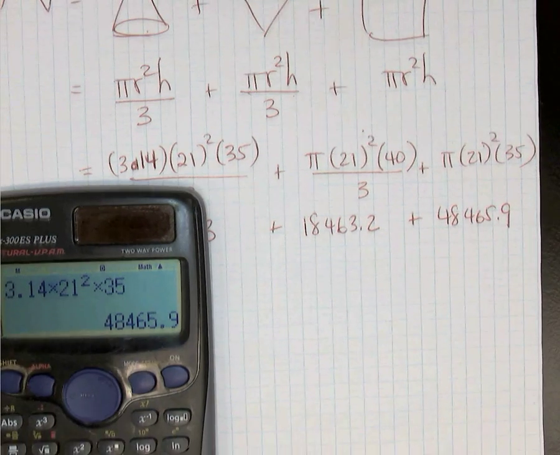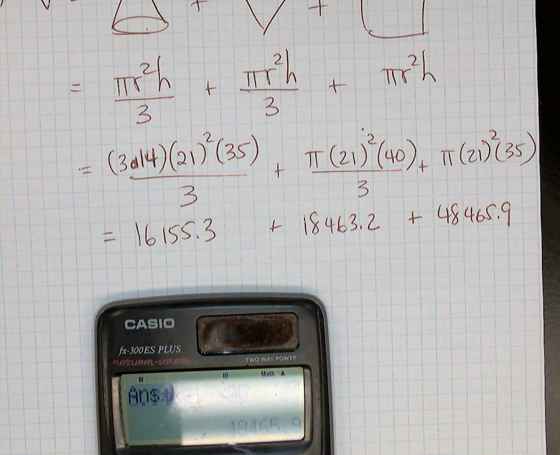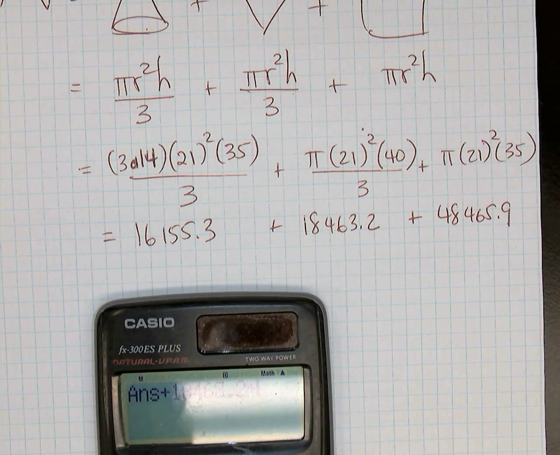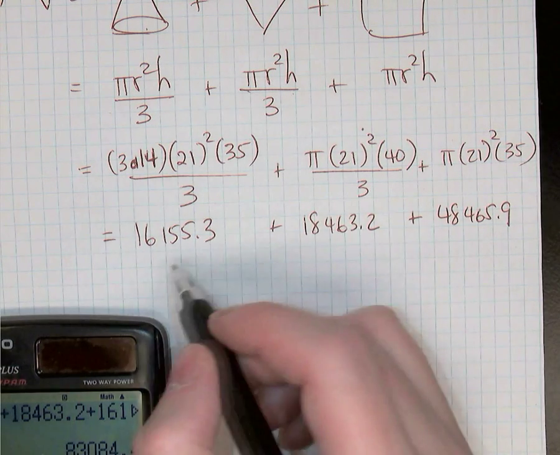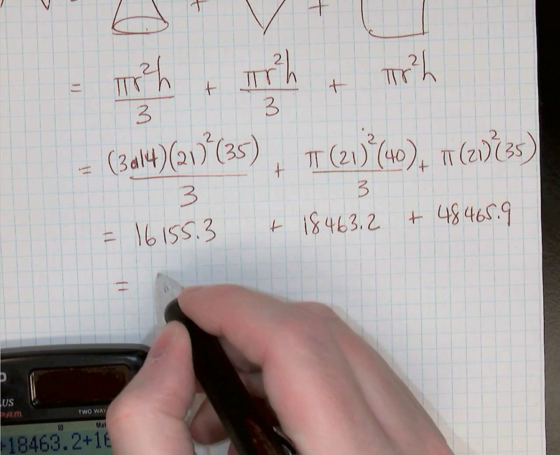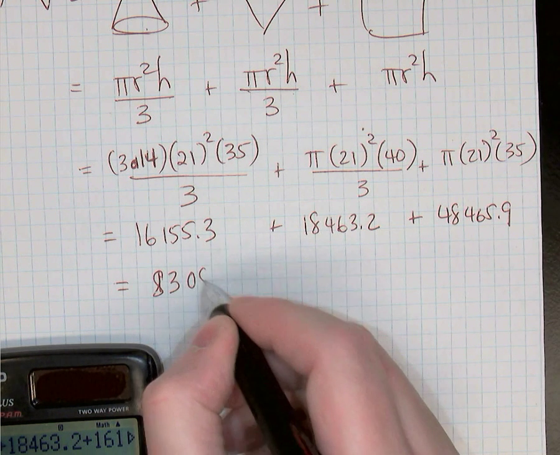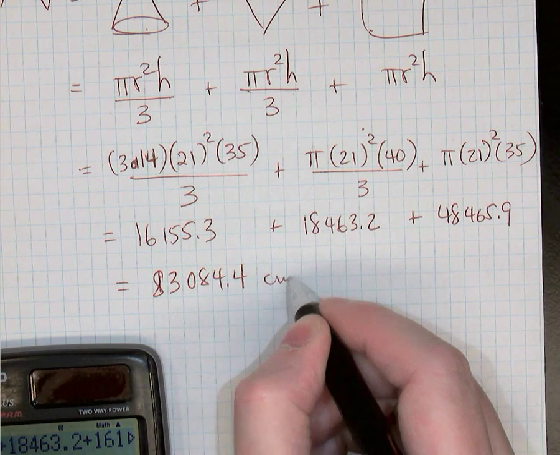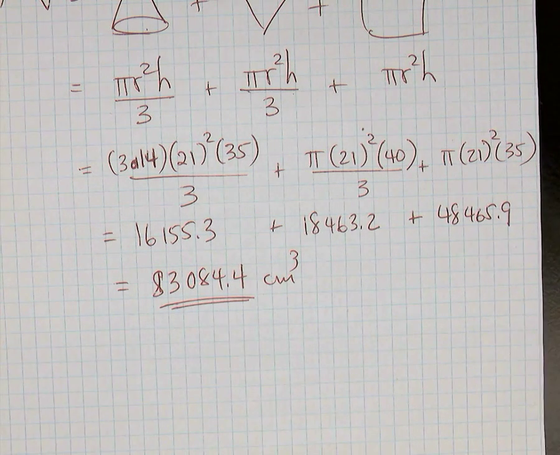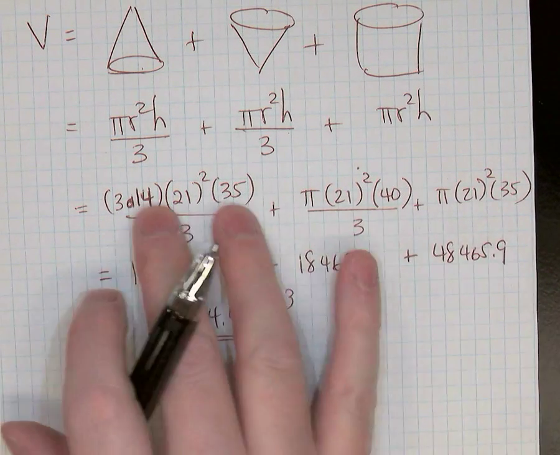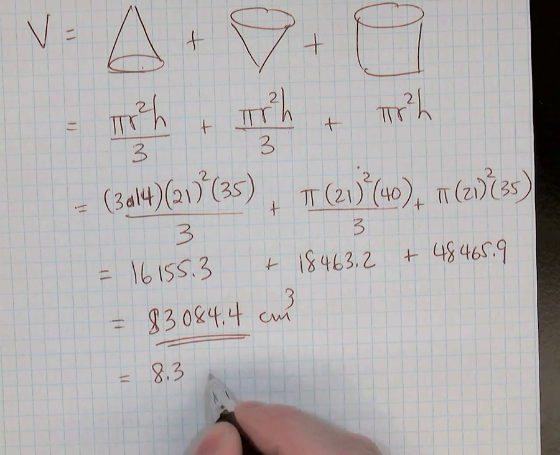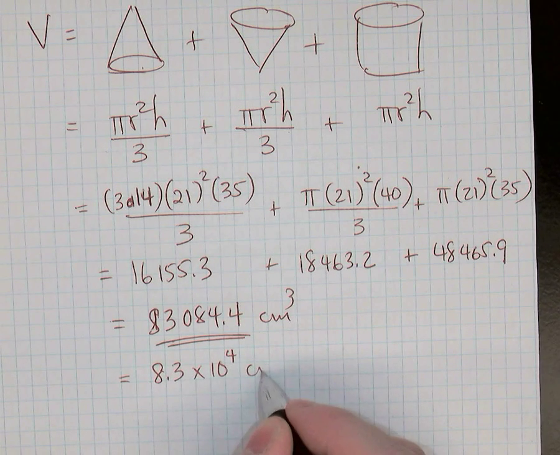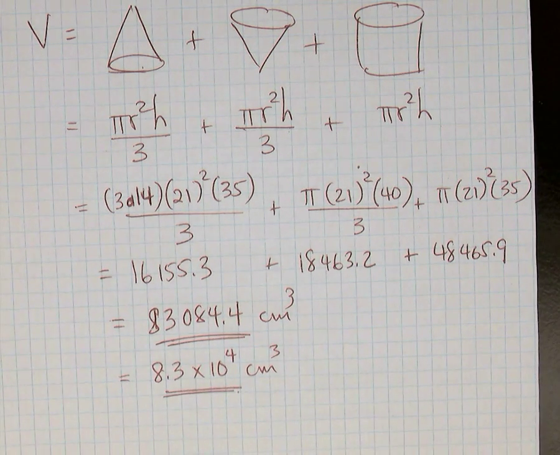48,465.9. And then adding those three numbers together, so that last number plus the second number, 18,463.2, plus the first number, 16,155.3, equals, and we'll round them off to one decimal since we were adding, 83,084.4 cubic centimeters is the total volume. But of course, the dimensions had 2 digits in them, so I'm going to round that off to 2 significant digits. 8.3 times 10 to the power 4 cubic centimeters is the total volume.